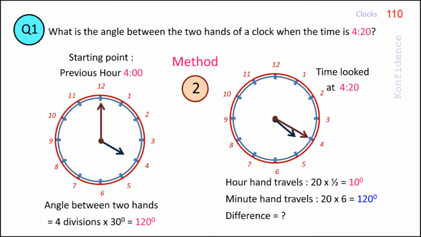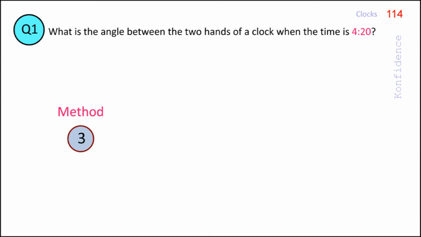Now, what will be the difference between the two hands? The net displacement will be 120 plus 10 travelled by the hour hand minus 120 travelled by the minute hand, that is equal to 10 degrees. Now, we proceed to another method of analysis. Note that the need is to learn one method perfectly and then look at other methods. If they are not clear now, do not worry. They will get clearer in due course of time.